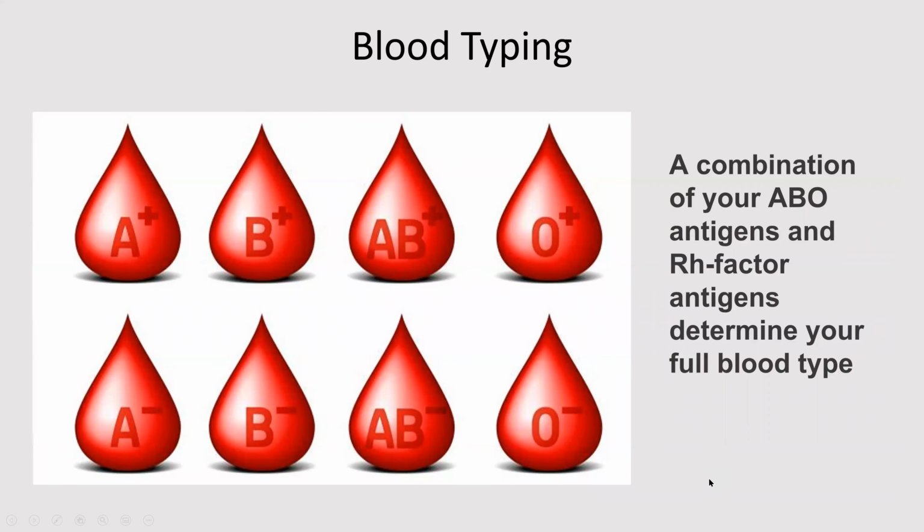So if you put 2 and 2 together of the different combinations of A, B, and O, and the different combinations of those with the positive or negative, you essentially have 8 total potential blood types that you could inherit, depending on the ABO antigens and the RH factor antigens.